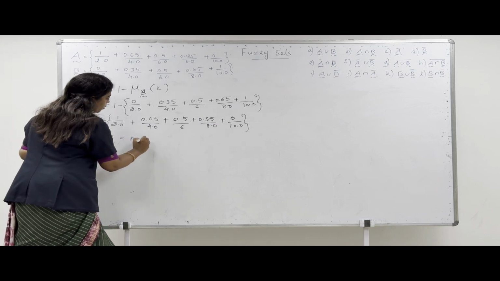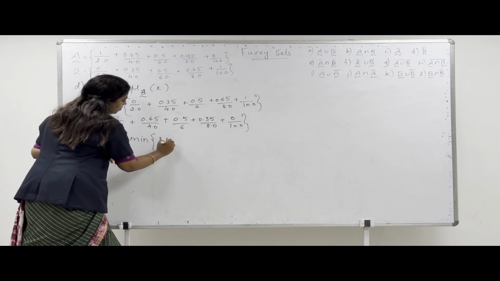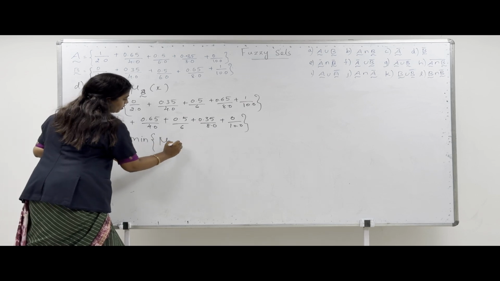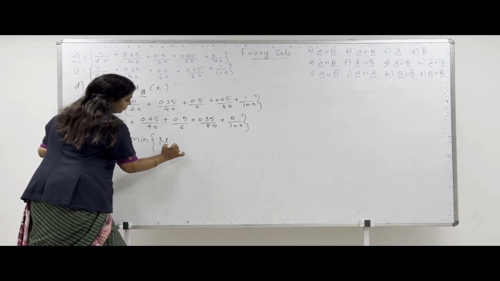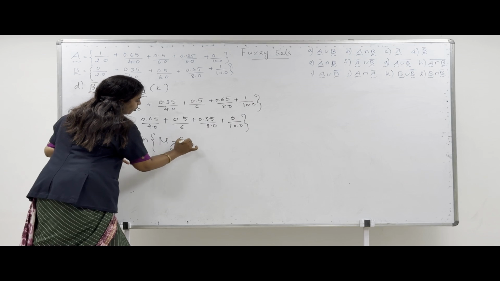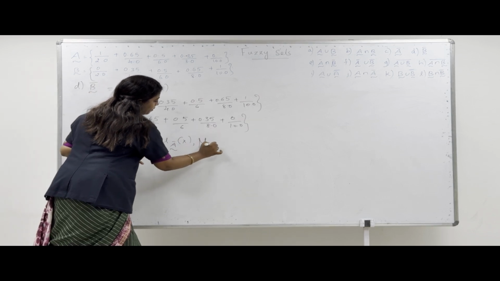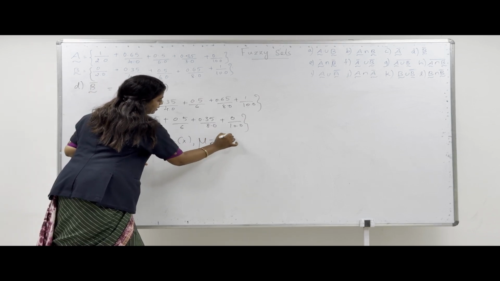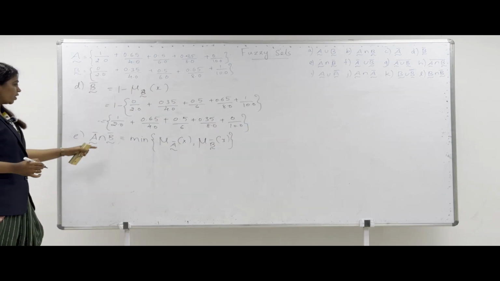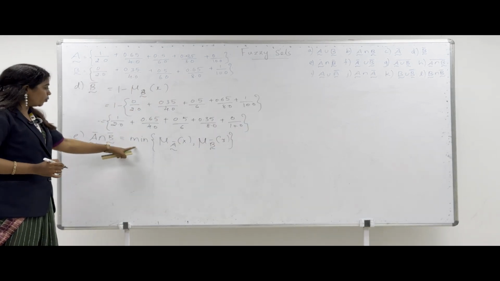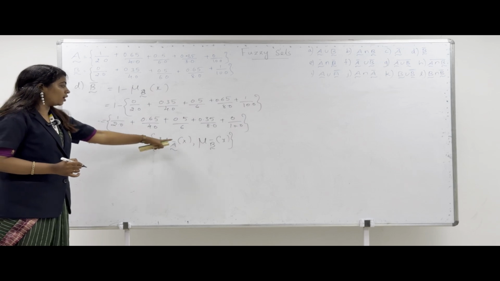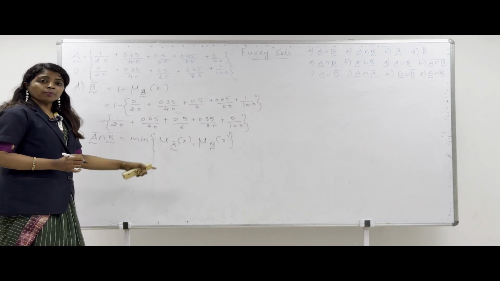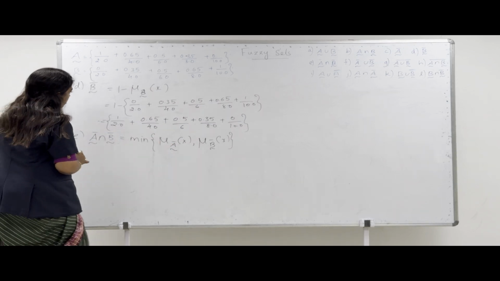Okay. So, min membership, that is A bar of x comma membership B bar of x. So, this is the formula. So, if there is intersection, you have to put min of membership A bar of x comma membership B bar of x. Okay.